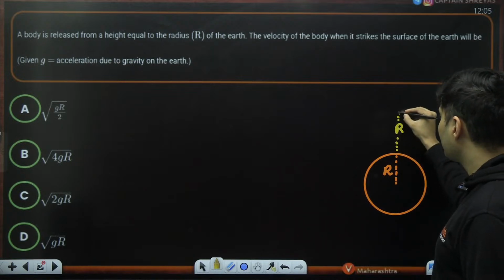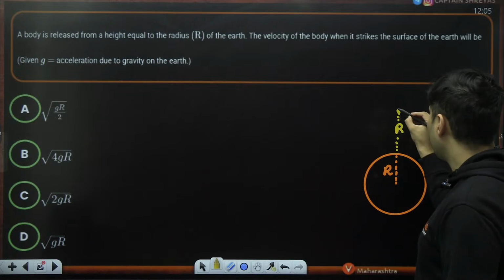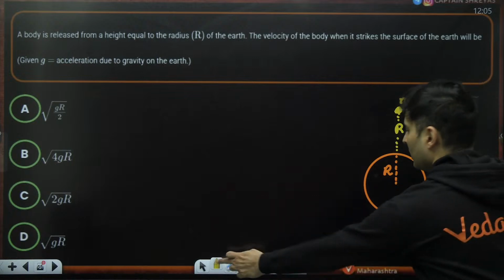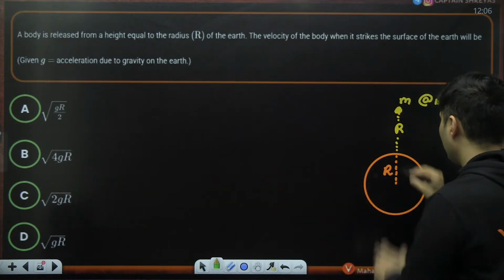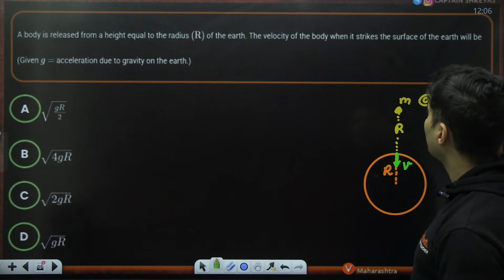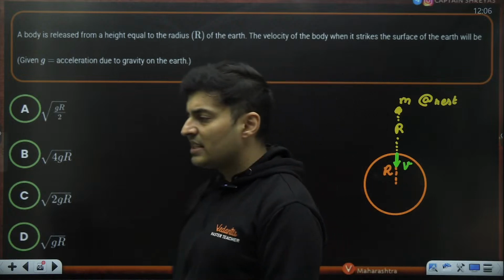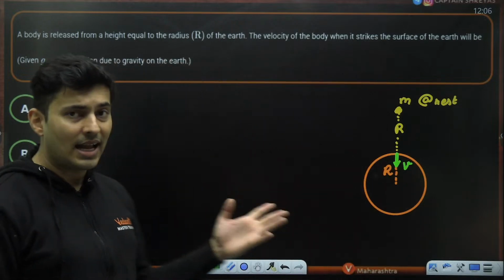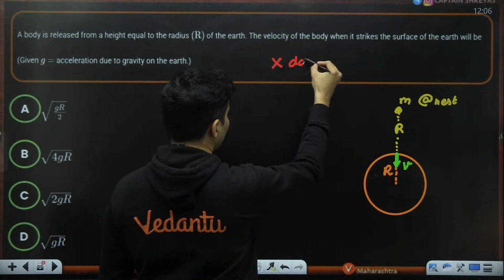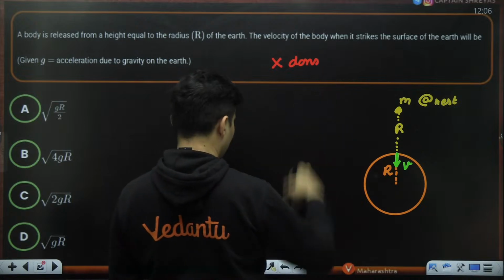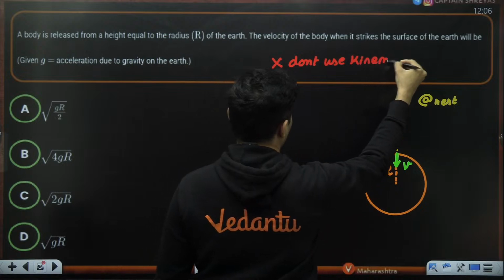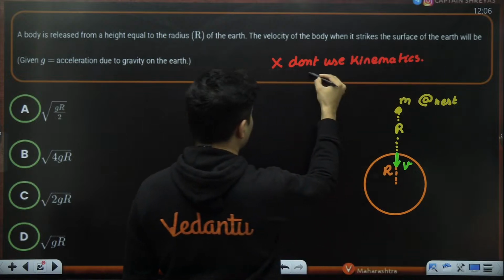So this is r, guys. Okay, so that particular mass was here and this was obviously at rest, and by the time it hit the surface it had some velocity. Question is, what is the velocity with which it strikes? The reason why kinematics is not applicable is because acceleration is not constant. So please mind, very, very important, don't use kinematics. Why should you not use kinematics?